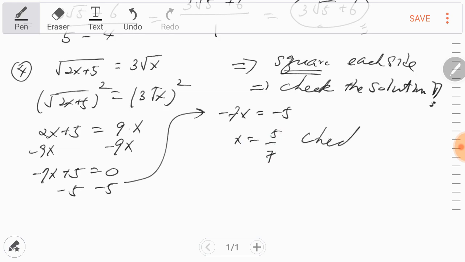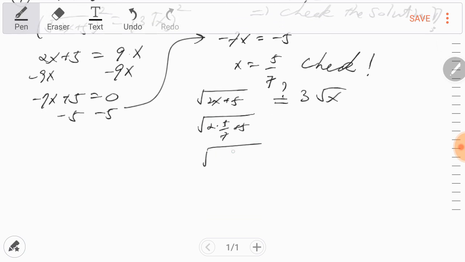And then we gotta check if this is okay. So let's check it out. Square root of 2x plus 5 is it equal to 3 square root of x. So the square root of 2 times 5 over 7 plus 5. Then this is equal to square root of 10 over 7 plus 5 over 7. Then square root of, no, the denominator is 7, right? Okay, so 10 over 7 plus, multiply the numerator by 7, then 35, square root of 45 over 7.